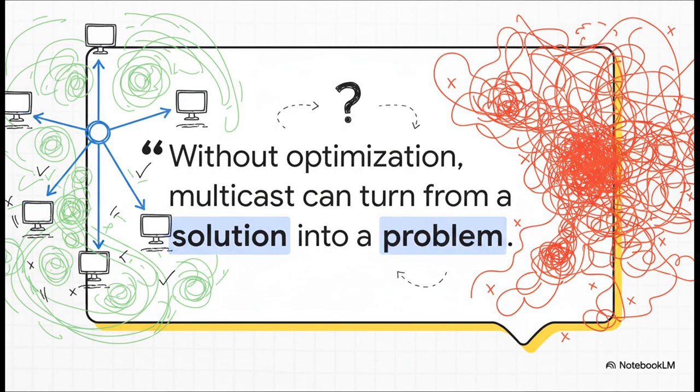And really, this is the bottom line. When it's set up right, multicast is a phenomenal solution. But without these critical optimization protocols like IGMP and PIM, it can actually flip around and become the problem itself, acting more like an old-school broadcast and flooding the very network it was meant to save.